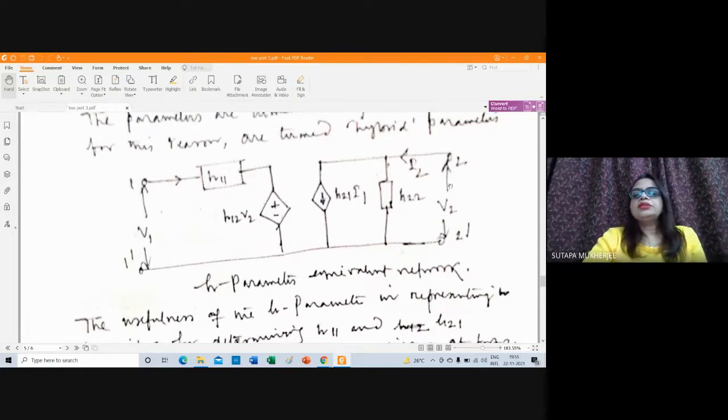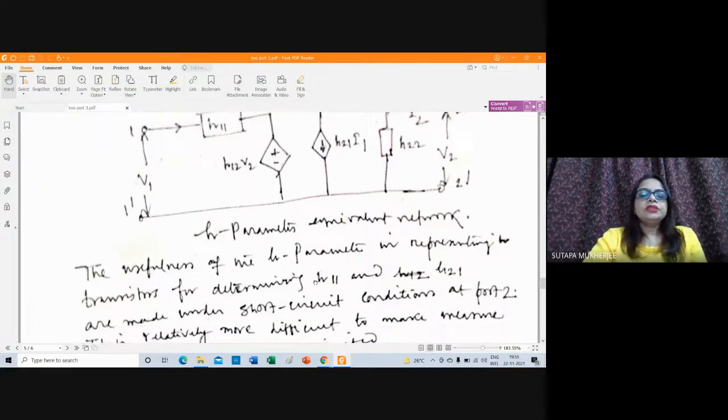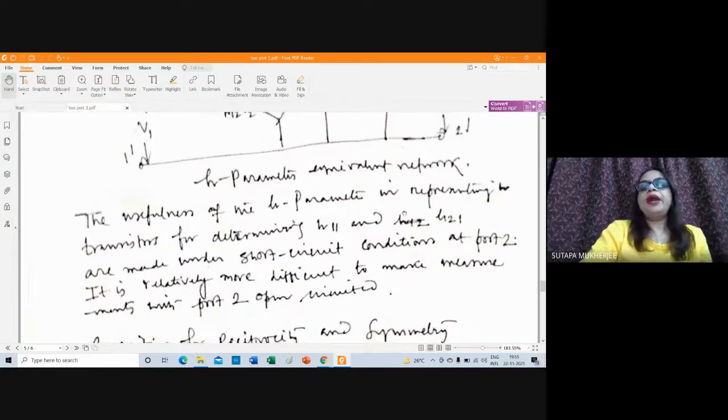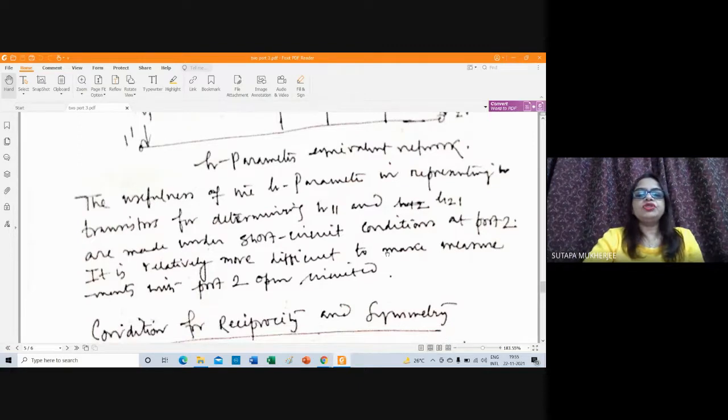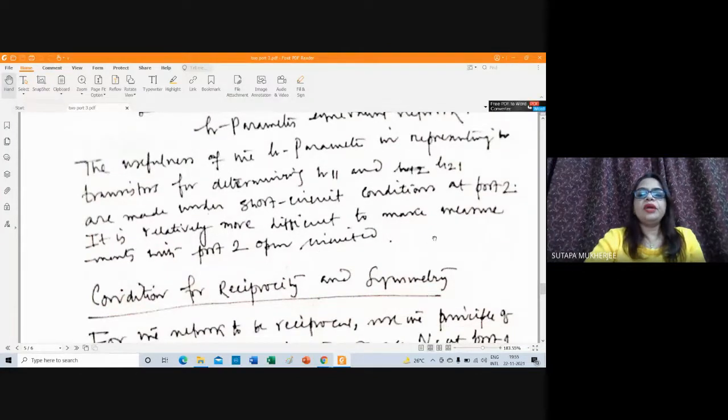H21 I1, so this is I2. This is the equivalent circuit representation of H parameters. So the usefulness of the H parameters in representing transistors is that the measurements for determining H11 and H21 are made under short circuit conditions at port 2. It is relatively more difficult to make measurements with port 2 open circuited.